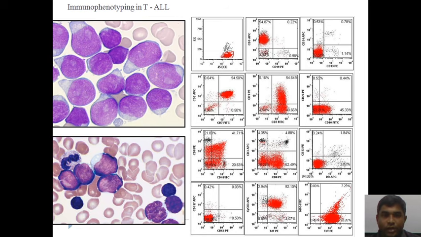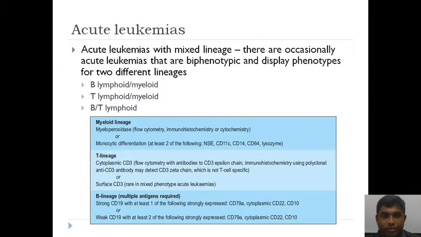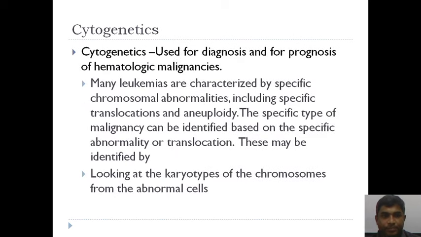So flow cytometry helps us in identifying the lineage of the blasts. Rarely you can have a mix of all these lineages, what we call an undifferentiated or mixed lineage leukemia.